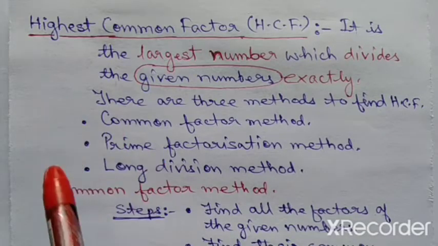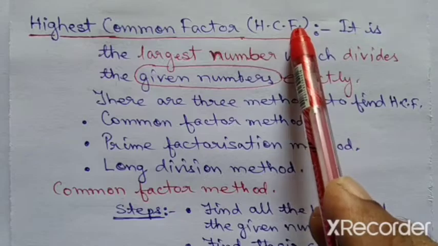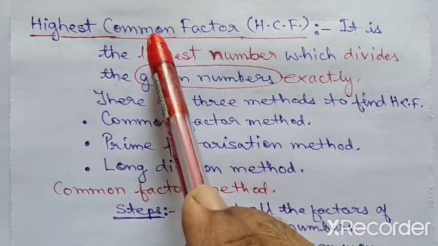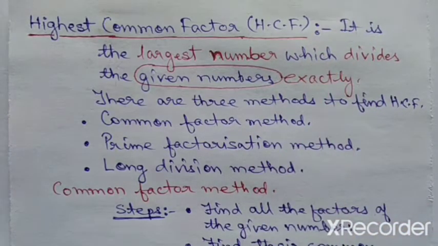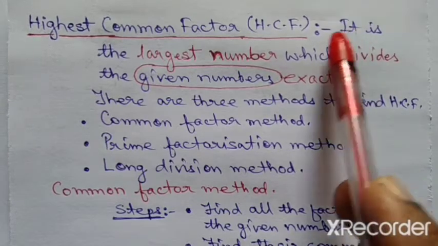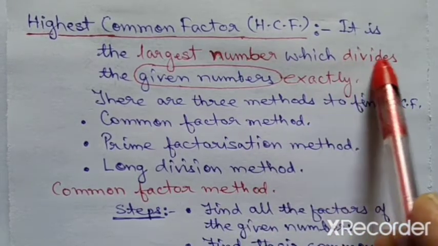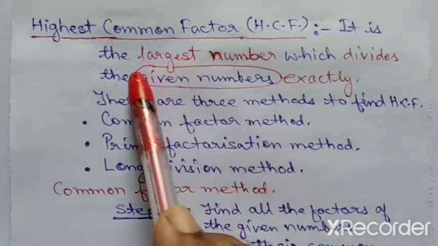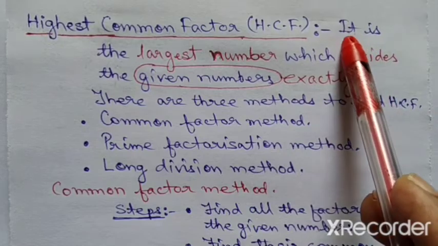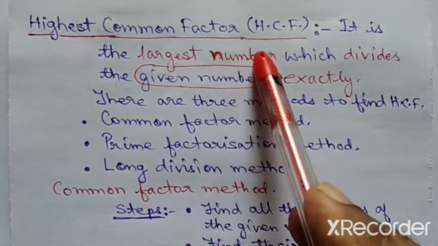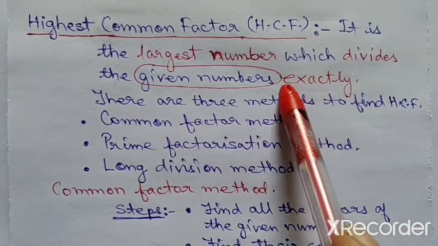Now children, we will try to understand the meaning of highest common factor, that is HCF. H stands for highest, C stands for common, F stands for factor. Now children, what is HCF? If anybody asks you what is HCF, then what will you say children? It is the largest number. See the word, the largest number which divides the given numbers exactly. Okay children, very important. Try to understand. HCF is the largest number or biggest number which divides the given numbers completely or exactly.